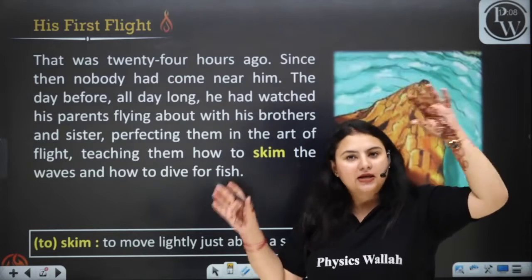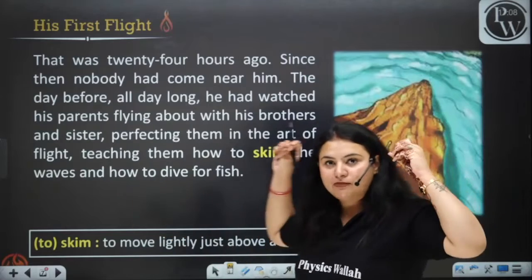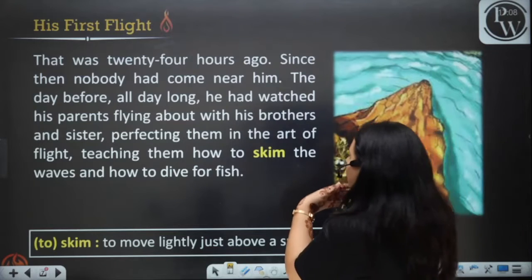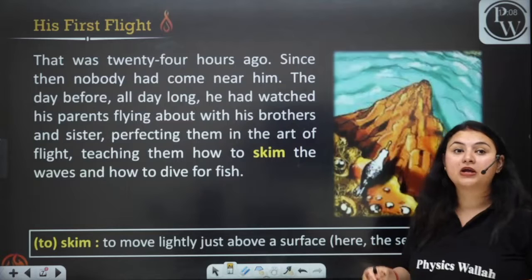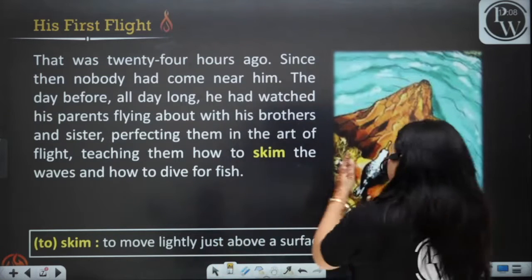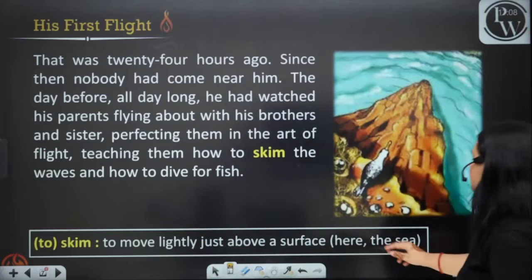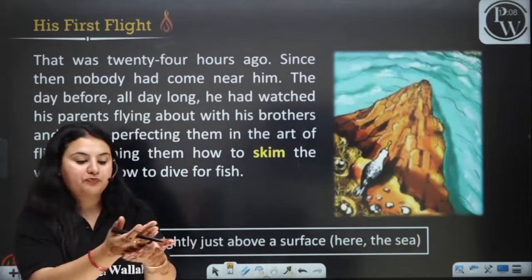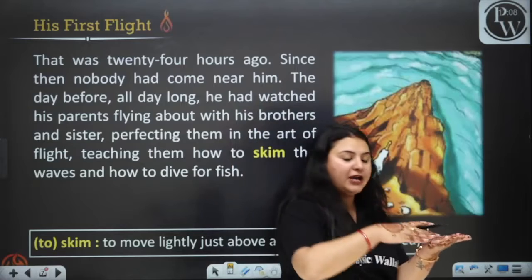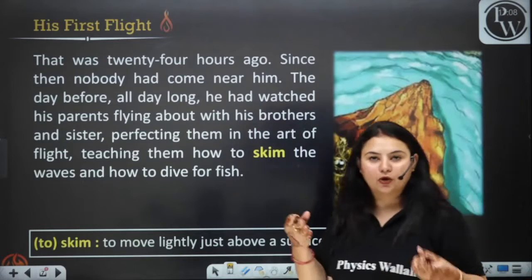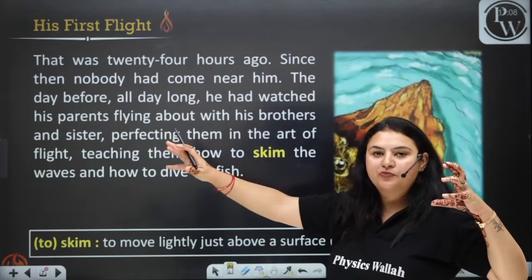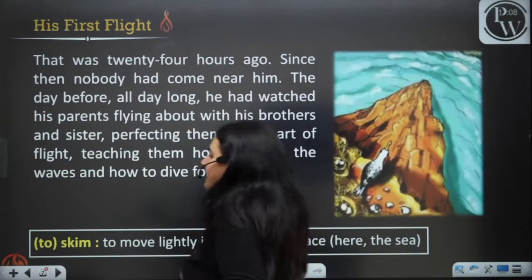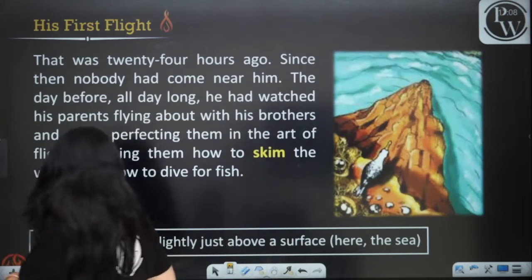A day has passed. His brothers and sisters have mastered the skill of flying, and their parents are also perfecting them in the art of flight, teaching them how to skim. What is skim? To move lightly just above the surface, here the sea. Skimming means actually to walk over water, to slide, to glide over water like this and catch the herring. Okay, now, the training session is going on. His brothers and sisters are getting training, but he isn't able to fly. He is not even able to pick up his wings.